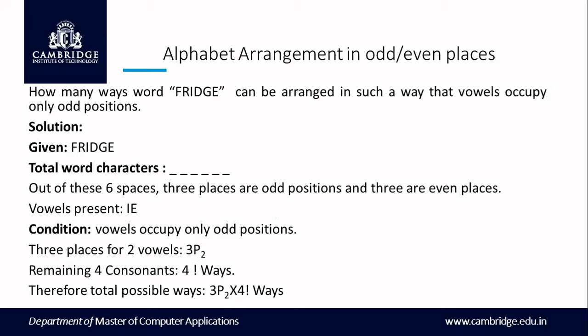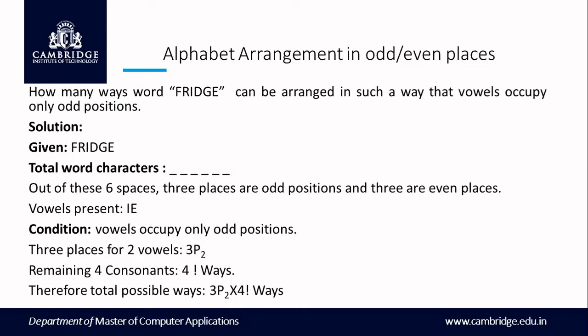The given question is, how many ways can the word FRIDGE be arranged in such a way that the vowels occupy only odd positions? The word FRIDGE has 6 characters. Out of these 6 places, 3 are odd positions and 3 are even positions. How many vowels are present? 2, that is I and E. The given condition is that vowels occupy only the odd positions. There are 3 places for 2 vowels.